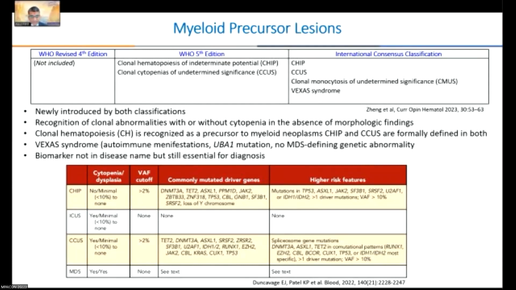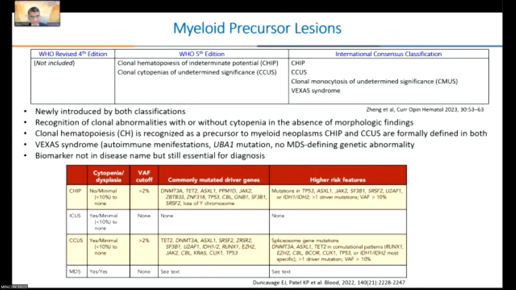It's important to understand that some of these terminologies are also a function of the type of genomic panels which are used. If the panel tested does not include some of the commonly mutated driver genes, then coming up with a terminology such as ICUS may be limited because we haven't looked enough. So we have to keep in mind that these are all in the context of appropriately available or appropriately performed genomic profiling. These are some of the key caveats from the myeloid precursor neoplasms.